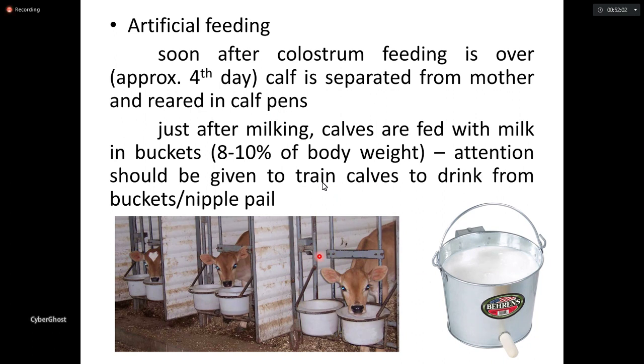We know the volume that we offer, and we know the volume that is left off. So the difference is the amount that they consume.